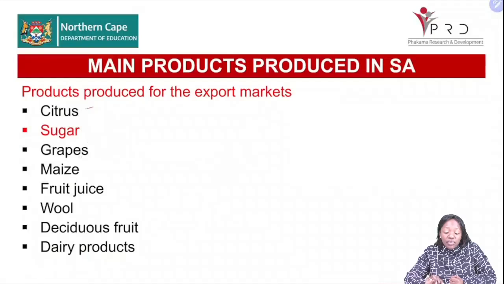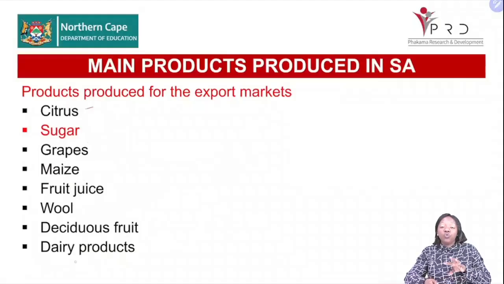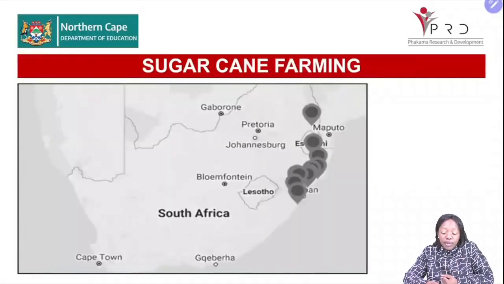And we're looking at grapes, maize, fruit juice, wool, as well as deciduous fruits, fruits such as your peach, as well as your dairy products. So again, sugar is highlighted in red because this year the exam will be based on sugar cane, because we get sugar from sugar cane. Then we're looking at sugarcane farming. Remember, these are the products that will be asked this year.